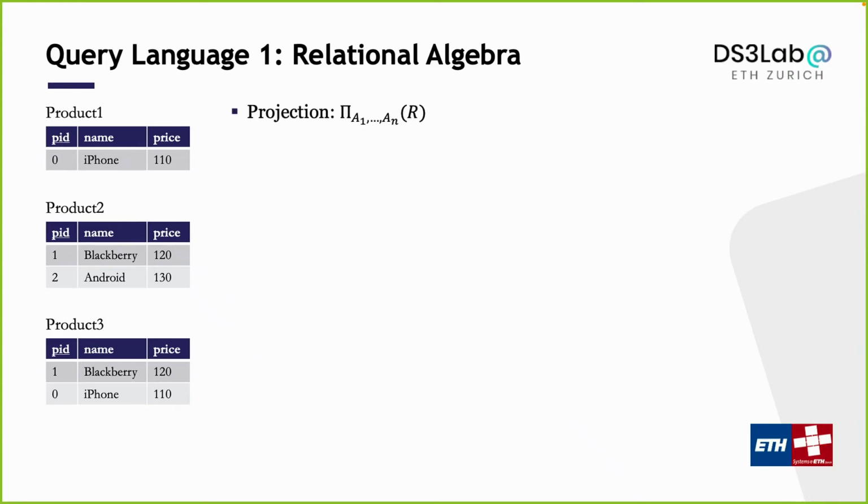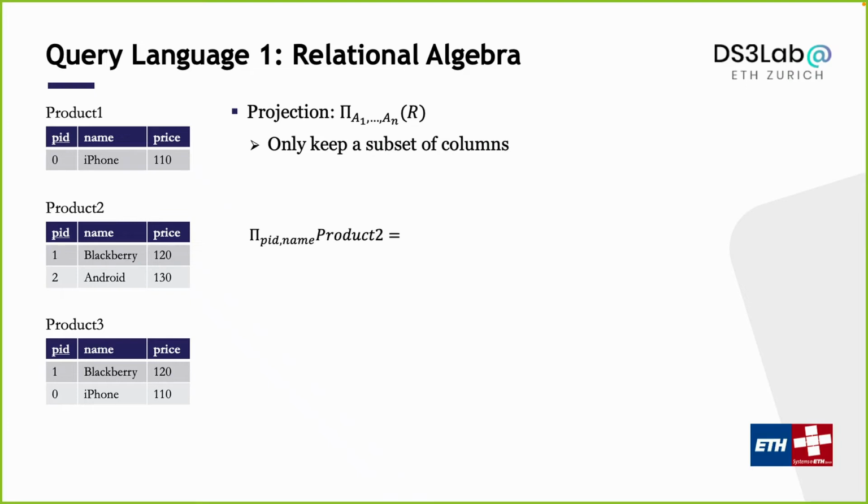And you can do projection. You can think about selection as I filter on the rows, right? Projection is like I filter the columns, attributes, right? So what you can do is you can have this projection operator specified by, for example, A1 to AN, and you project R. So they only keep a subset of the attributes.